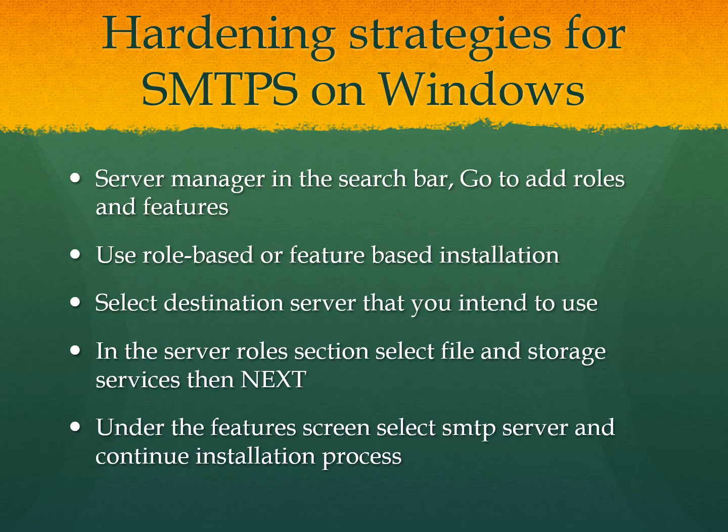In the search bar, we would select Server Manager, and you want to go to Add Roles and Features. At the next page, we will use role-based or feature-based installation. Next, we will select our destination server, which is a vital aspect of it, that we intend to use. In the server roles section, we'll select File and Storage Services, and then hit next. Under the features screen, we want to select SMTP Server and continue the installation process.